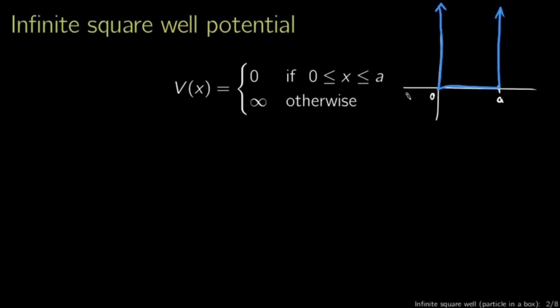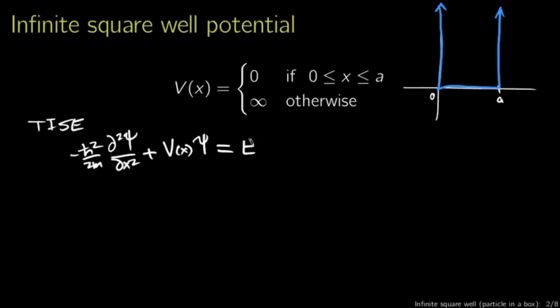So what does this look like when it comes to the Schrodinger equation? What we'll be working with now is the time-independent Schrodinger equation, the TISE, which reads minus h bar squared over 2m times the second derivative of psi with respect to x, plus the potential as a function of x times psi, is equal to the energy of the stationary state that results from the solution of this equation, times psi.